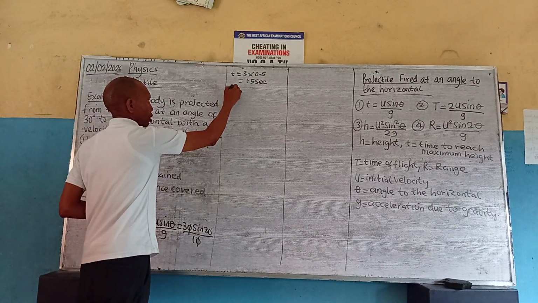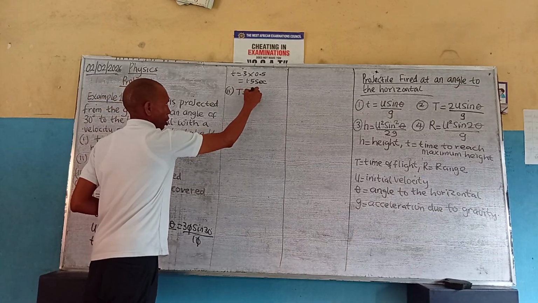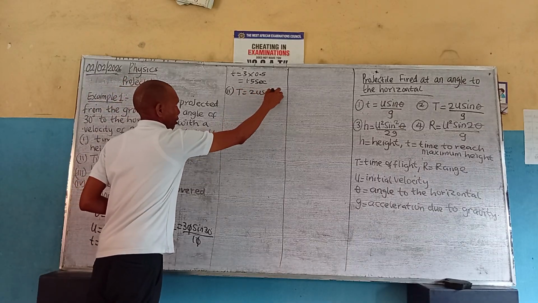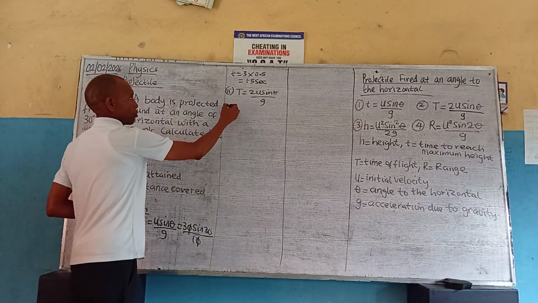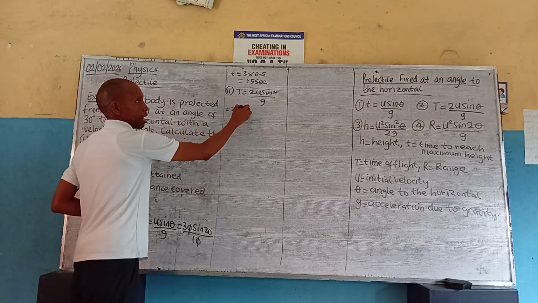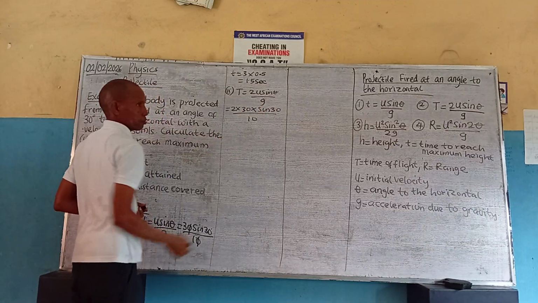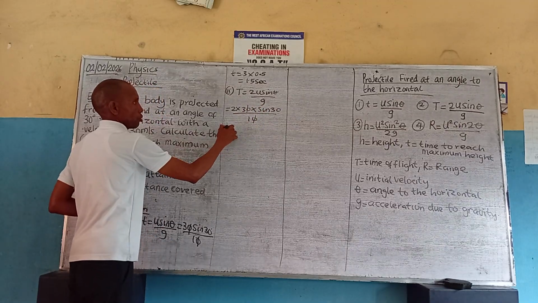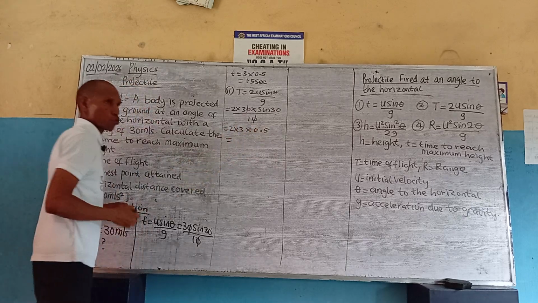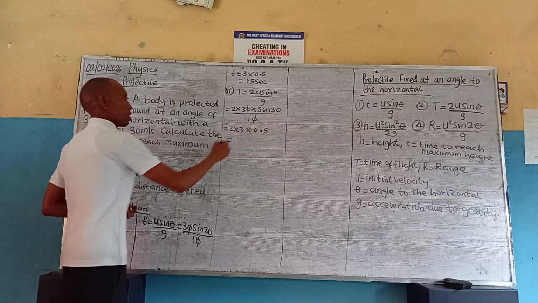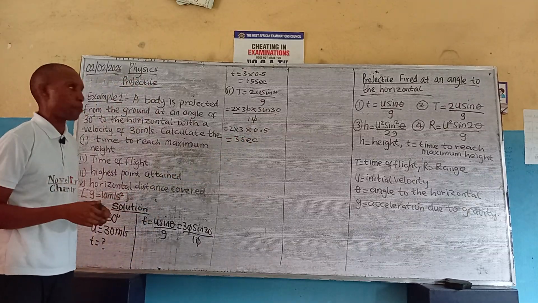Then the second one is time of flight. Time of flight is big T is 2u sin theta all over g. That means we are going to substitute. It's going to be 2 times 30 times sin 30 all over 10. 0 cancels 0. You have 2 times 3 times sin 30, which is 0.5. 2 times 3 times 0.5 gives us 3 seconds. That is the time of flight, or the time to return back to the ground.